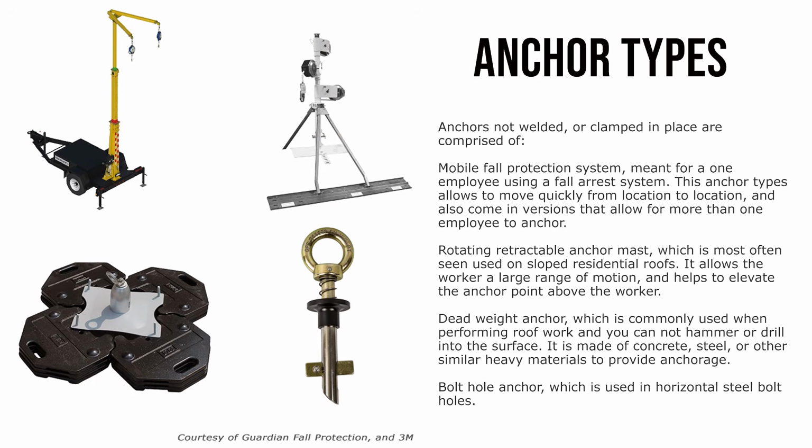Anchors not welded or clamped in place are comprised of mobile fall protection system types, can be quickly moved from location to location, and come in versions that allow for more than one employee to anchor. Rotating retractable anchor mast, which is most often seen used in sloped residential roofs. It allows the worker a large range of motion and helps to elevate the anchor point above the worker.